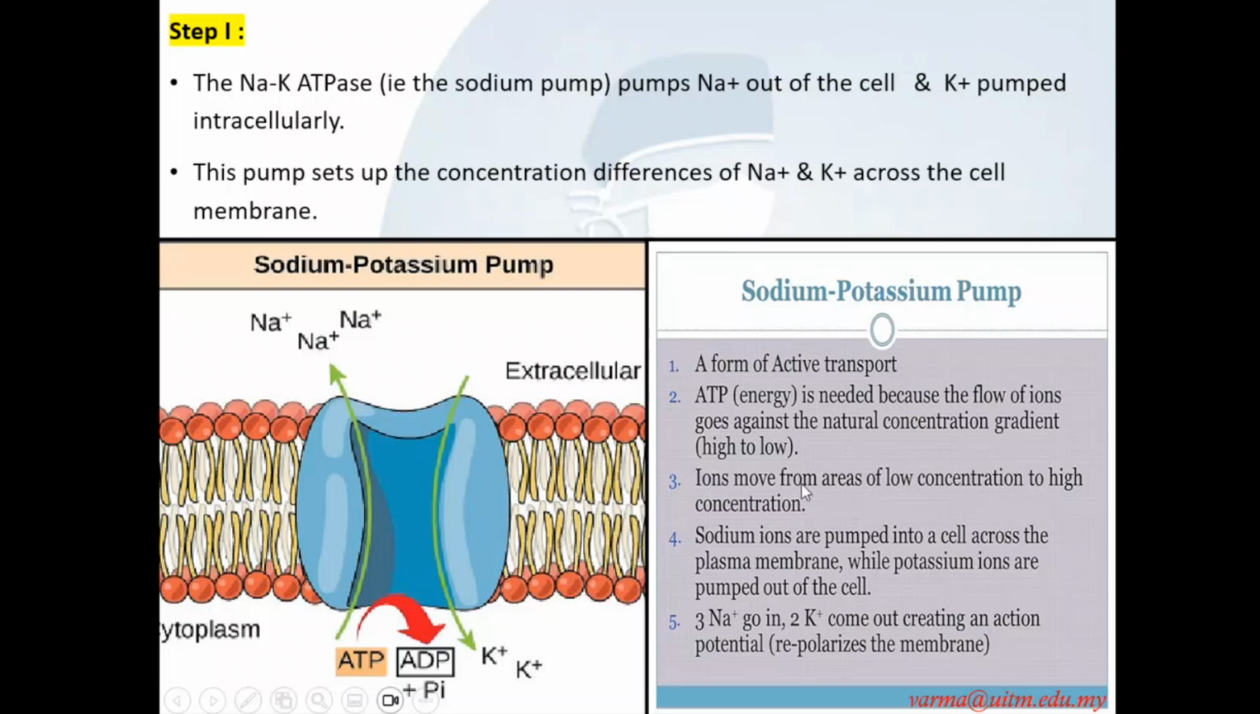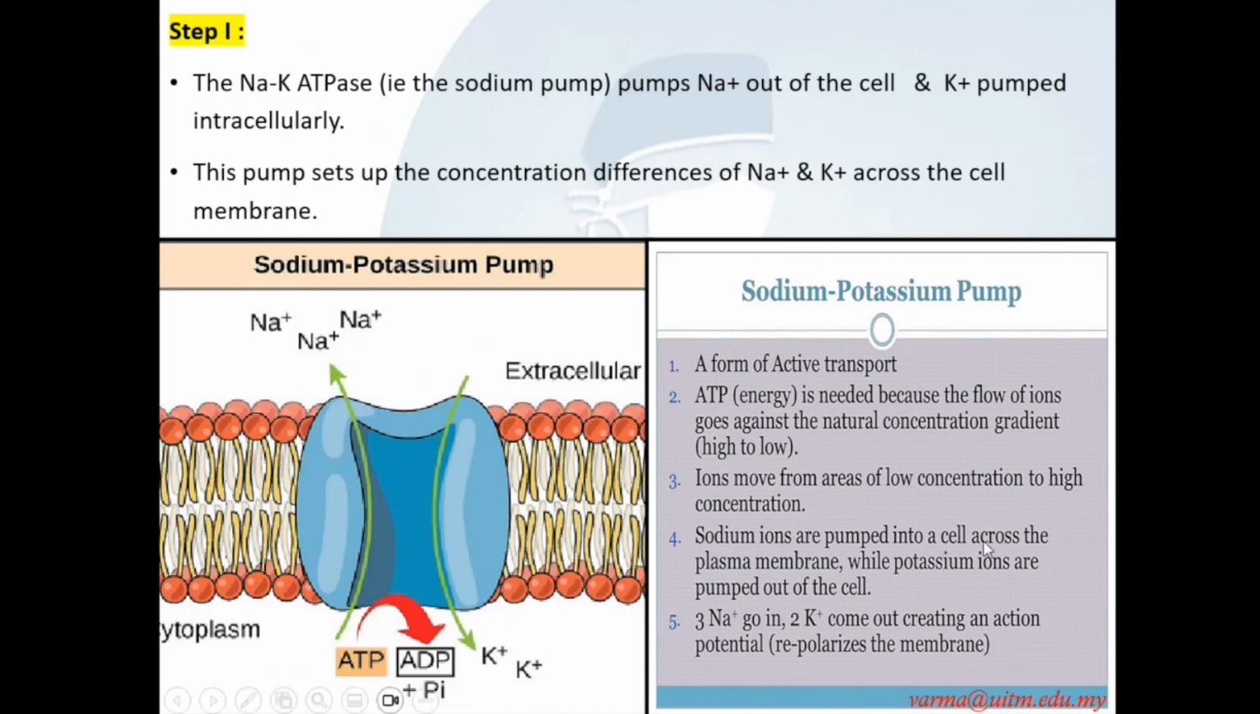Ions move from areas of low concentration to high concentration. Passive movement is from high to low, but in this pump, it's active. So they go from low concentration to high concentration. Usually passive means wherever there's high, they'll passively move down to low concentration. But here, it's vice versa.